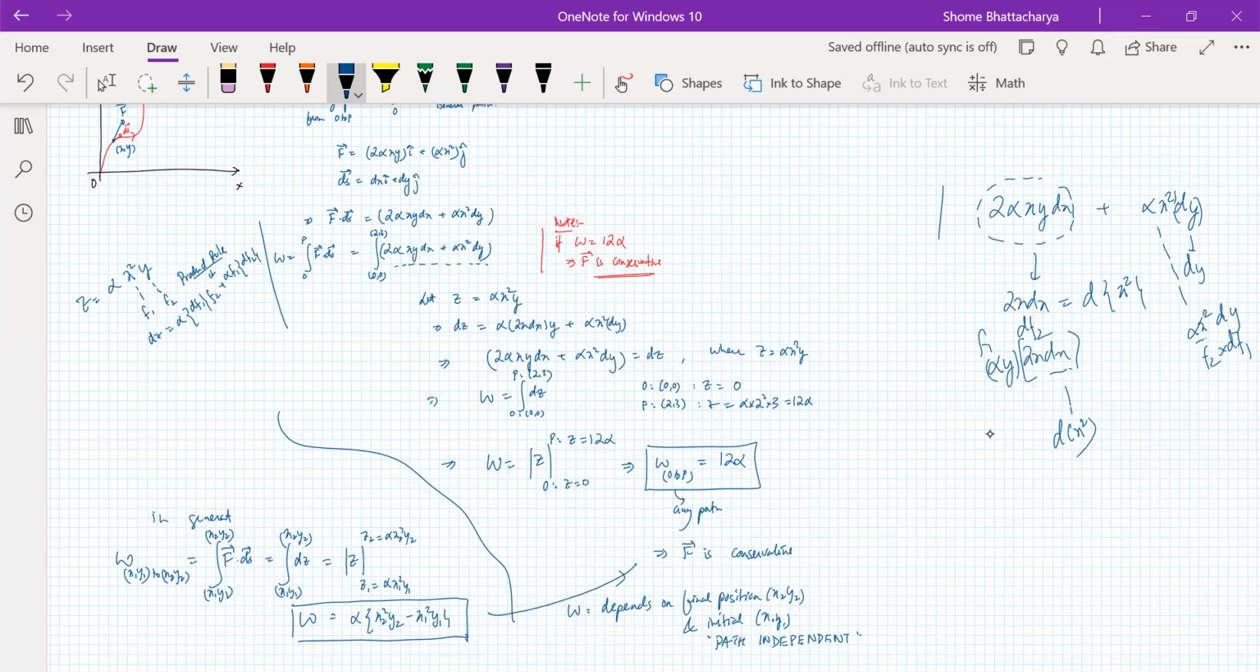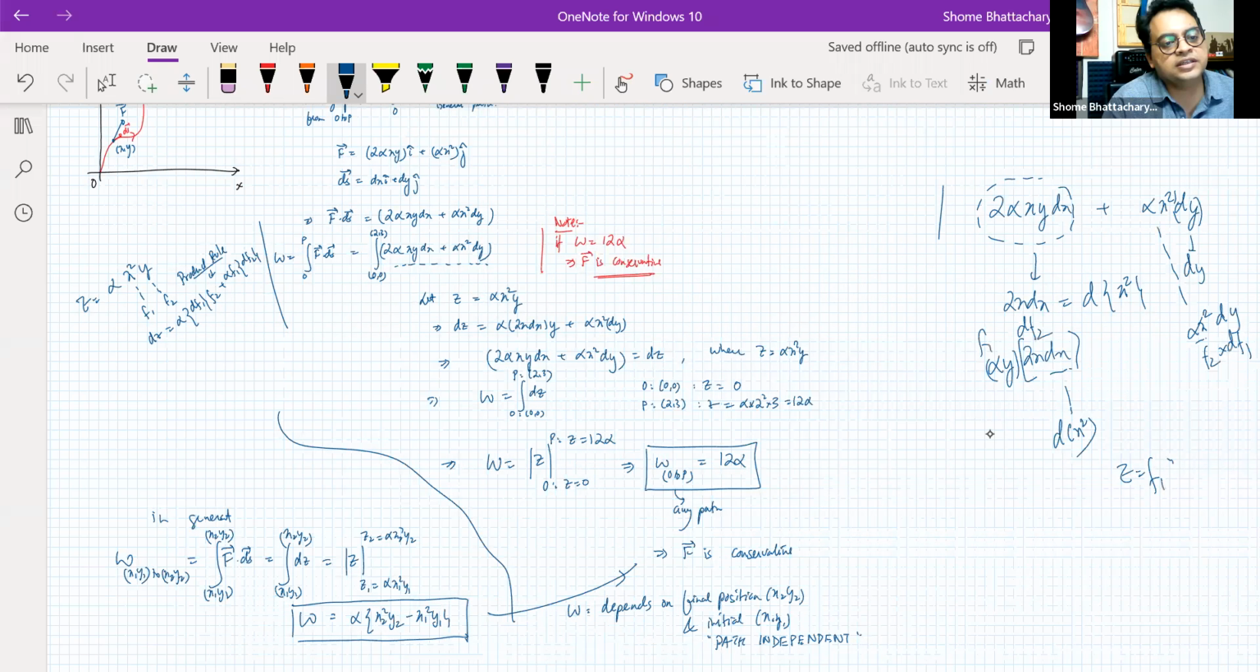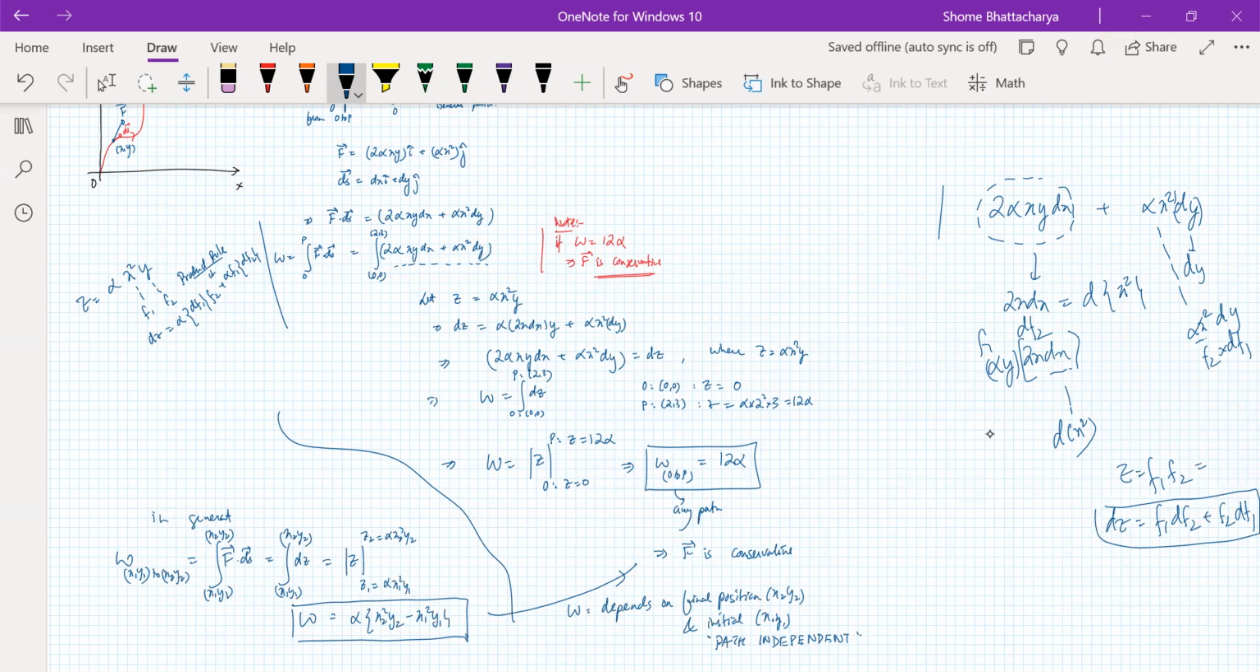Yes, sir. So that means what is the z I should take? I should take it as the product of the two functions now. So that dz becomes first function into derivative of second function plus second function into derivative of first function. Got it now? So sure, the answer should be something like alpha square, no?